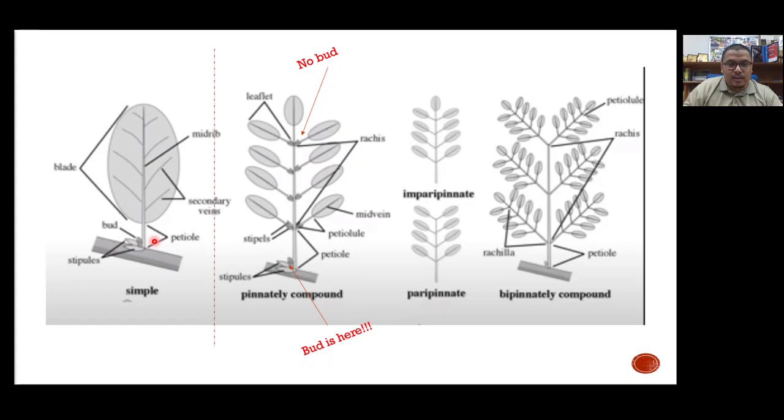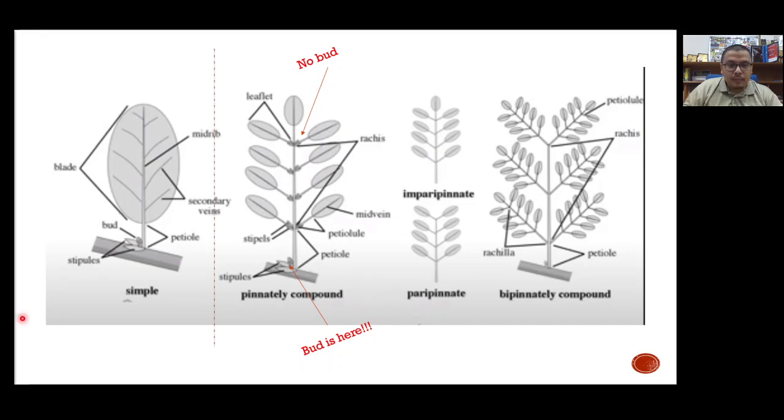Let's look at these two basic leaf types. On the left is a simple leaf. You can see that there's a single blade to that leaf, and it's not divided up. On the other side we have compound leaves. These are all compound leaves.